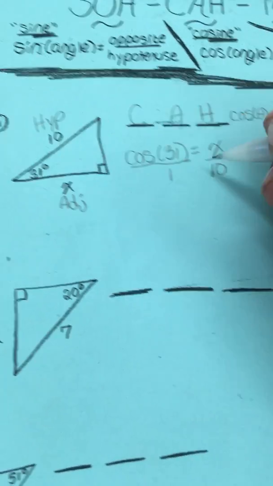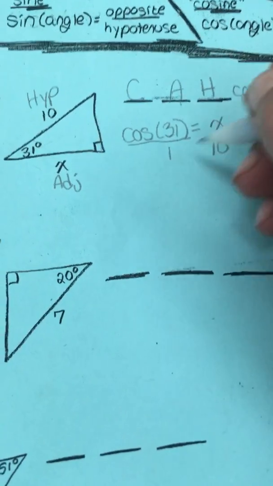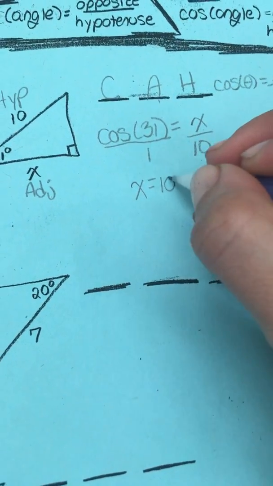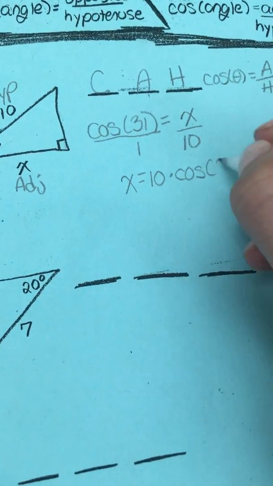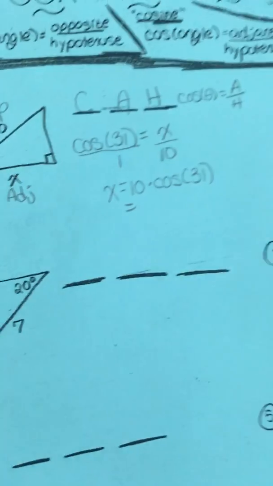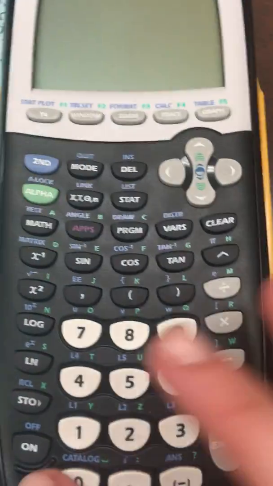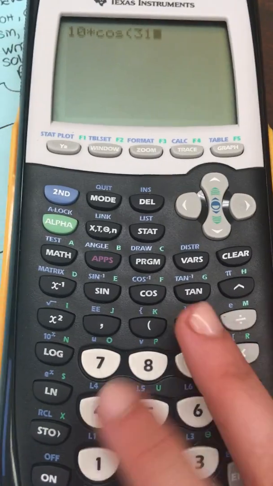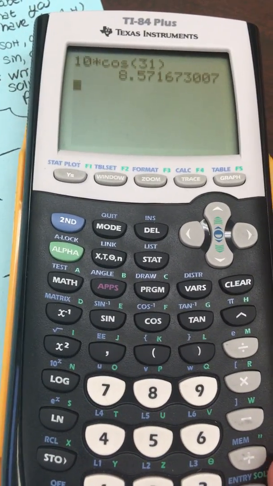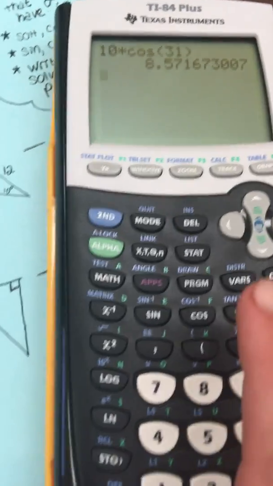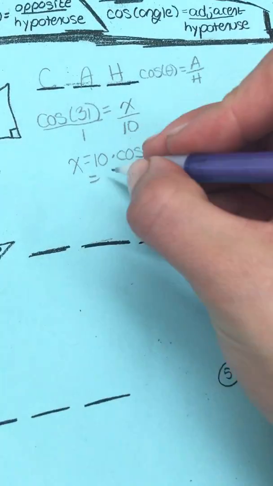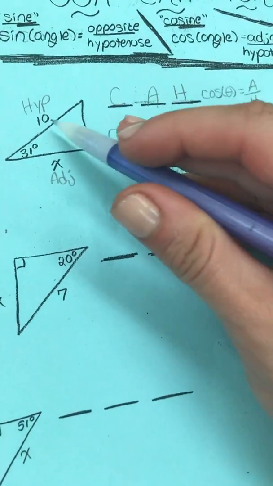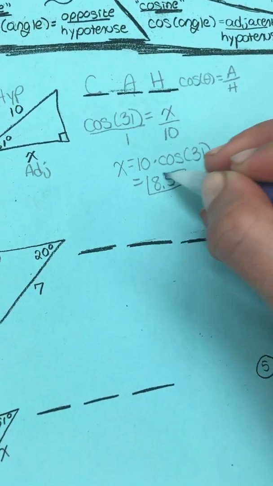This is kind of like over 1. So when you're solving this by cross multiplying, you basically have X is equal to, always put the number first, 10 times cosine of 31, which you can figure out on your calculator just by typing it in. You would just do 10 times cosine 31, and you get 8.57 if we're rounding to the hundredth. And that makes sense. It has to be less than 10, right? So 8.57 for that length.